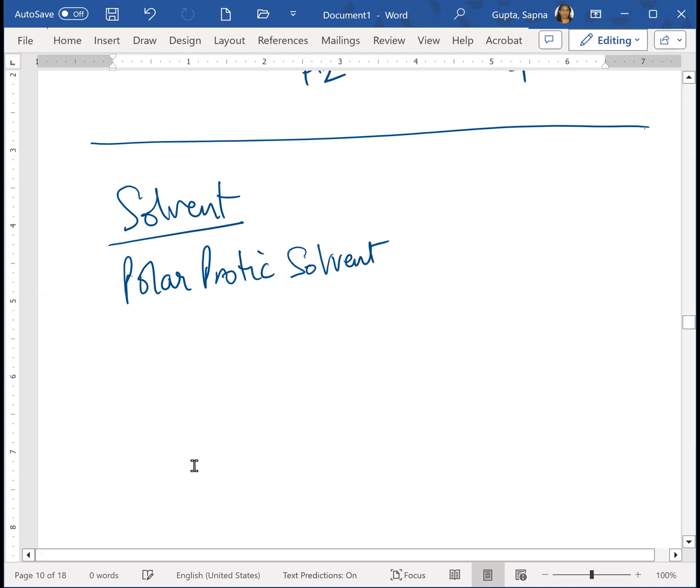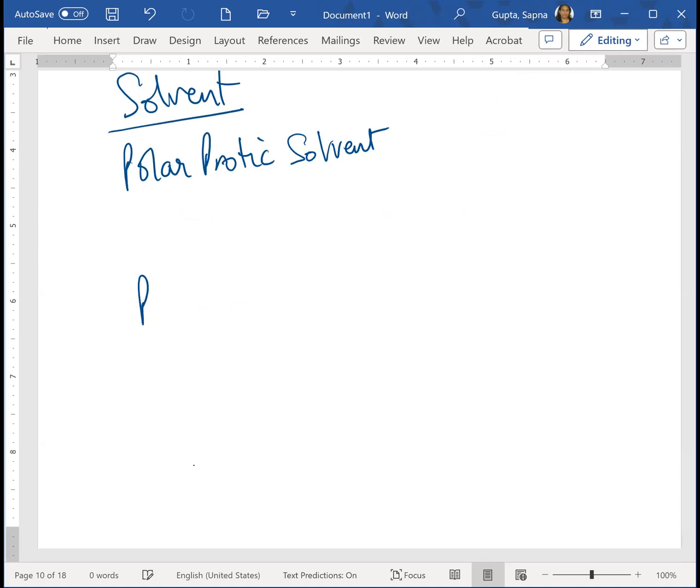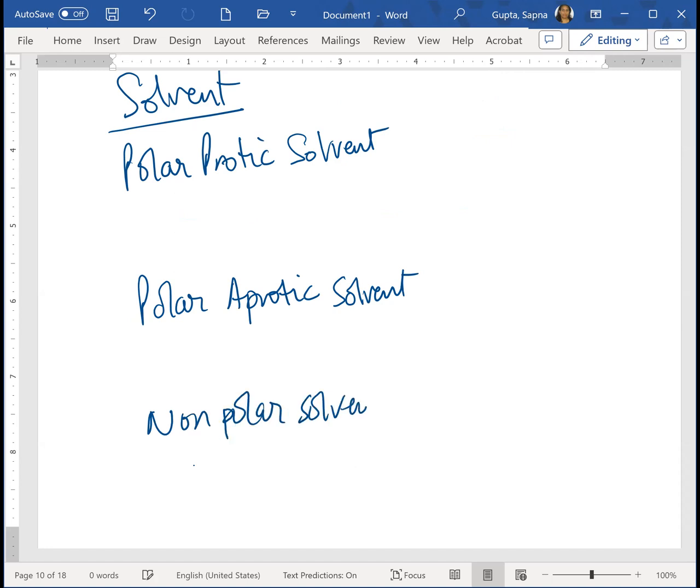There, leave some space, okay? I'm going to come back. There is the polar aprotic solvent. And then there's the non-polar solvent. So there are 3 kinds of solvents.